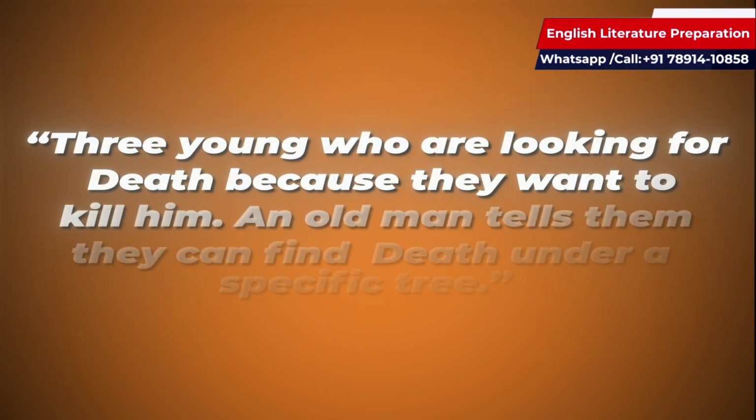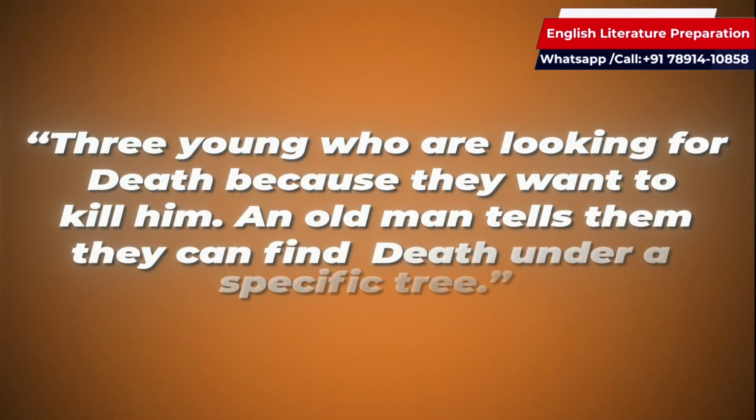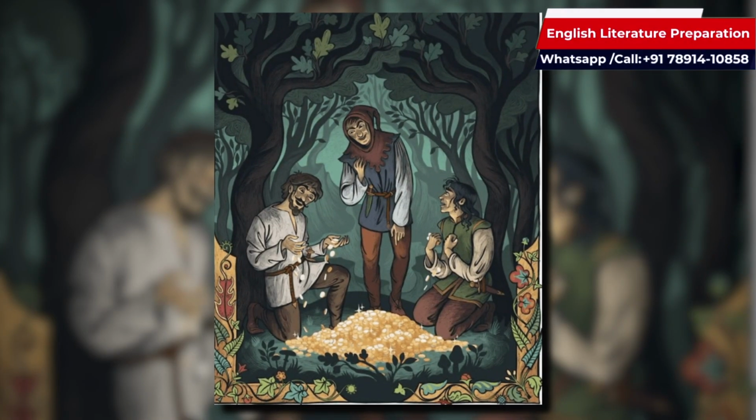So this tale tells everyone in the Canterbury Tales. And now he tells a story about three young men who are looking for death because they want to kill him. An old man tells them they can find death under a specific tree. Now when these three young men go to the tree to find death, they do not find death over there. They instead find gold coins.